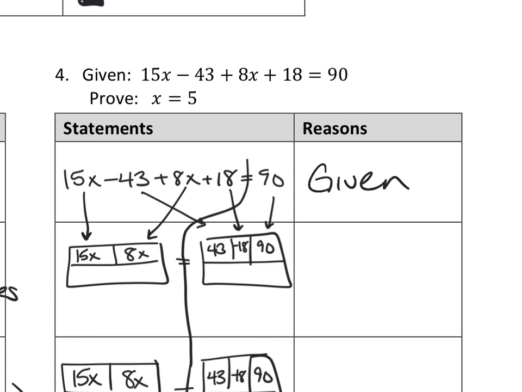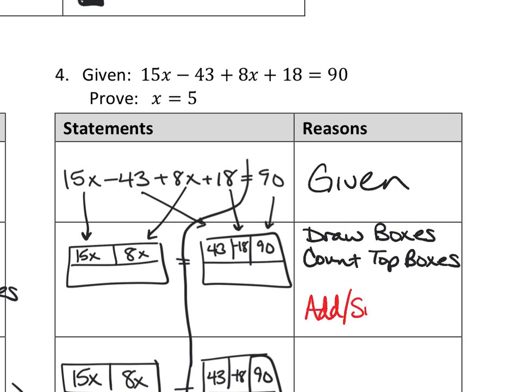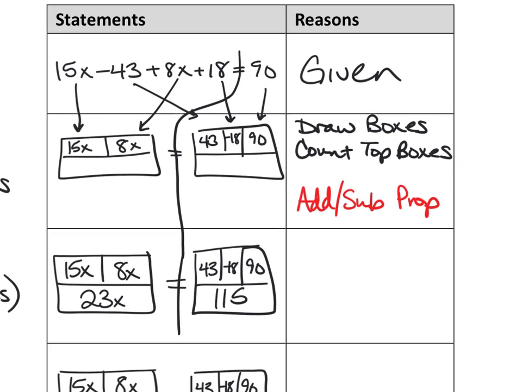Now we wrote a lot of things in this next box, because we did a lot of things. We had our setup steps, which was draw boxes, as well as count top boxes. But what is the name of the property that allows me to do the drag and drop step? Very good. Addition and subtraction properties.